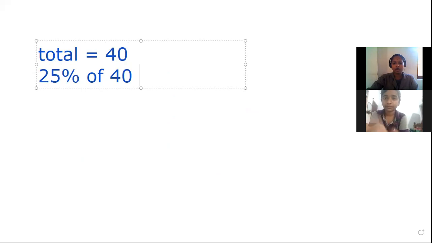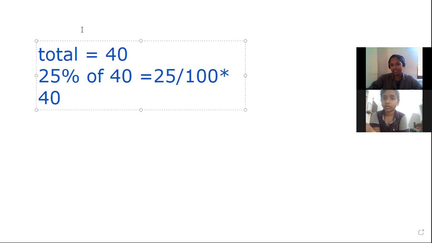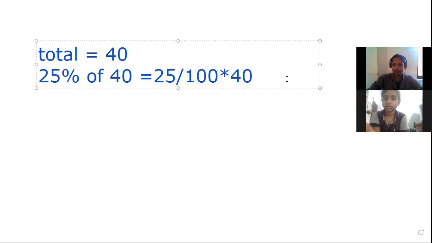Okay, what do we mean by "of" in this representation? "Of" stands for multiplication itself. And we know that 25% can be written as 25 by 100. So we just have to multiply 25 by 100 with the 40. Then how will you multiply 25 by 100 with 40?